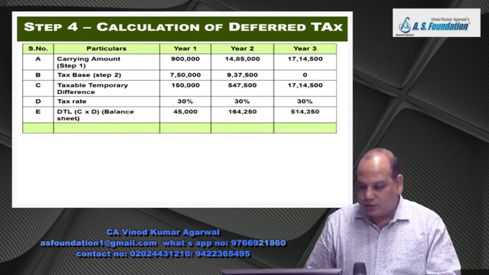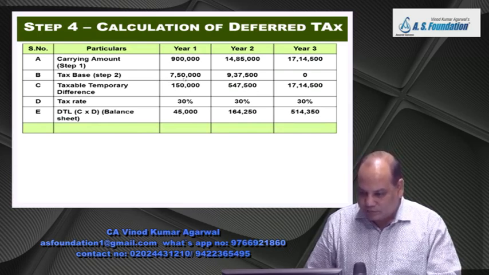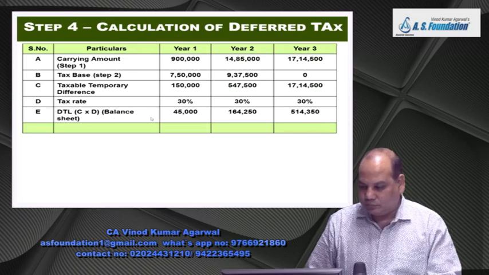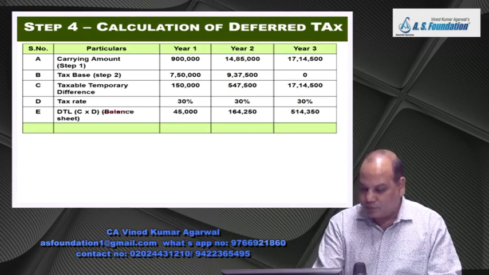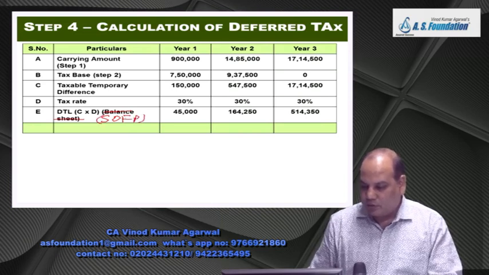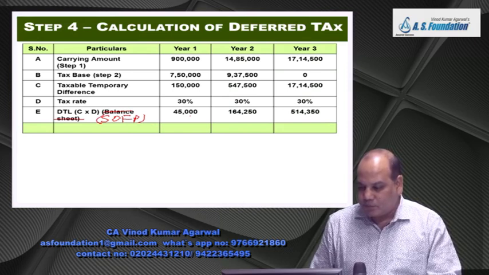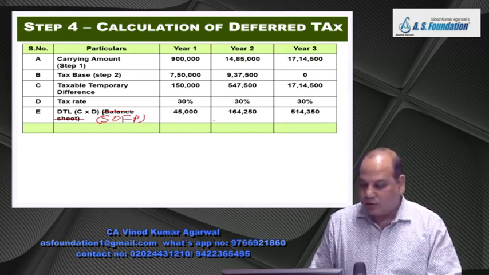Then write down DTL. Why DTL? Tax base is less than carrying amount. DTL, C into D. Write down. This DTL is for balance sheet purpose, SOFP purpose. It will go to statement of financial position. Check the answer. First year 45,000, second year 164,250, third year 5,14,350.